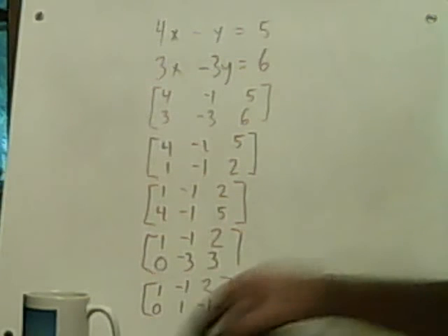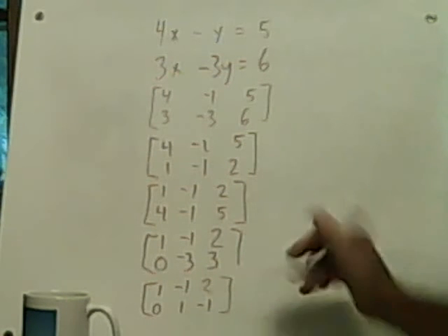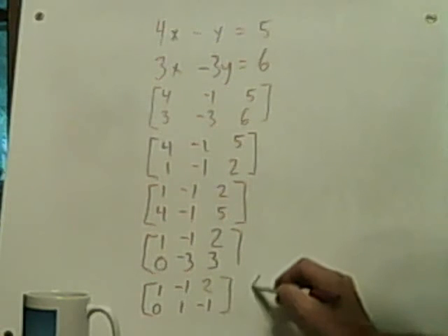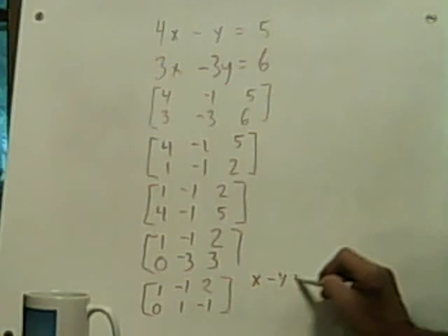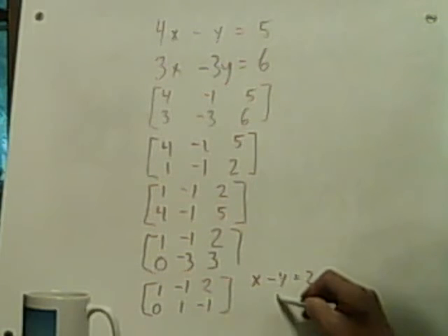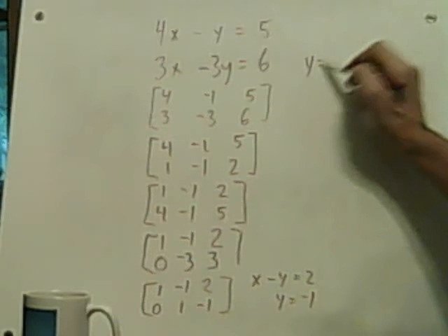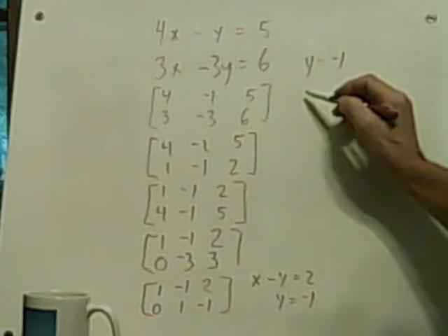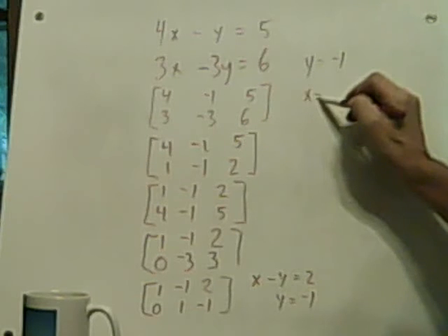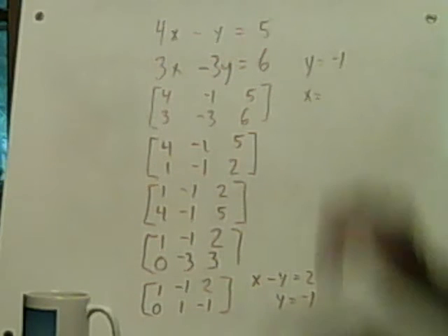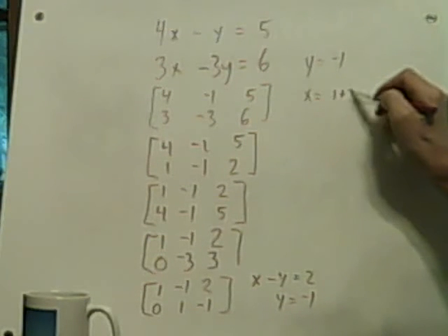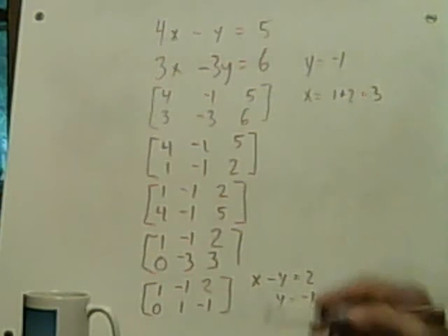No, not the matrix. The equation. This will now represent the equation: x minus y equals 2 and y equals negative 1. So the answer is going to be y is equal to negative 1 and x is going to equal 1 plus 2, or equal to 3. So we're going to double check that.